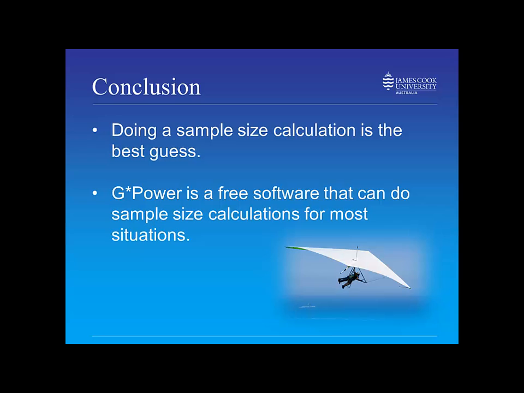And I recommend G-Power. It's free software. You can use it for most statistical tests. The exception is log rank test and Cox regression, which include time series, where G-Power can't sort that out. In that special situation, I recommend a software called PASS.